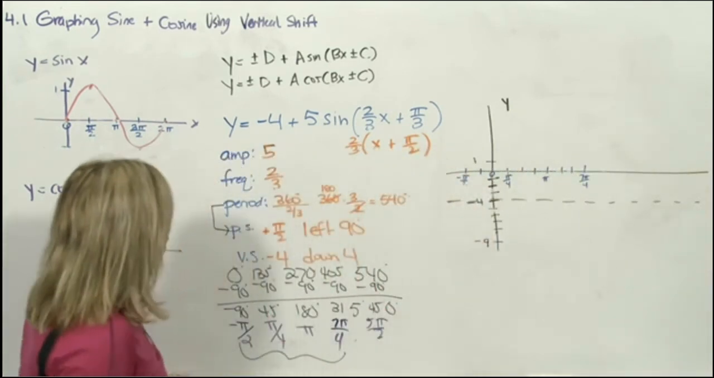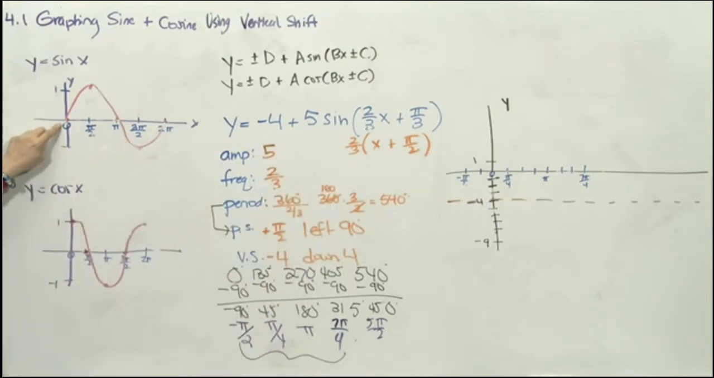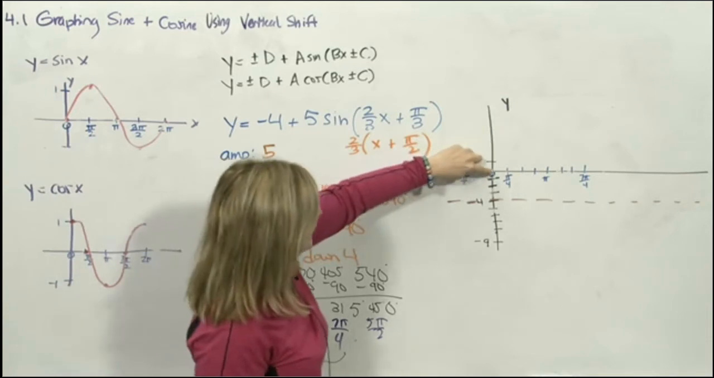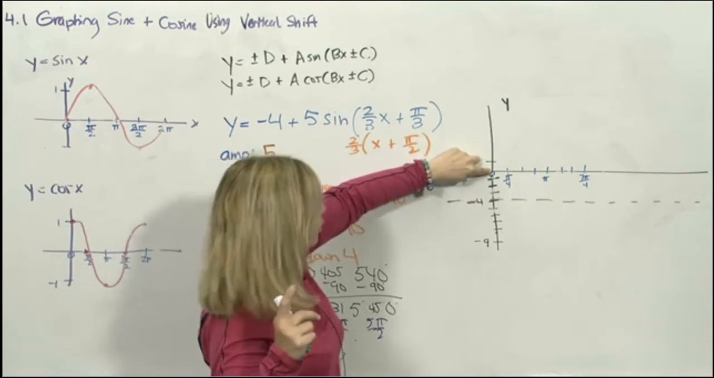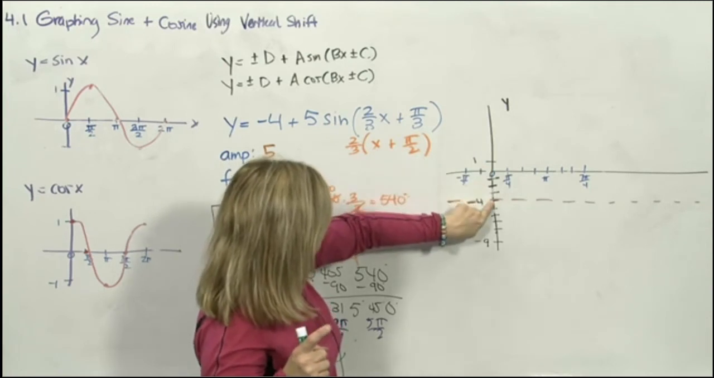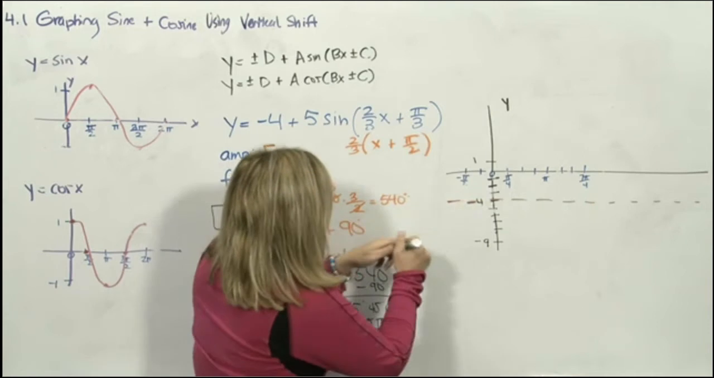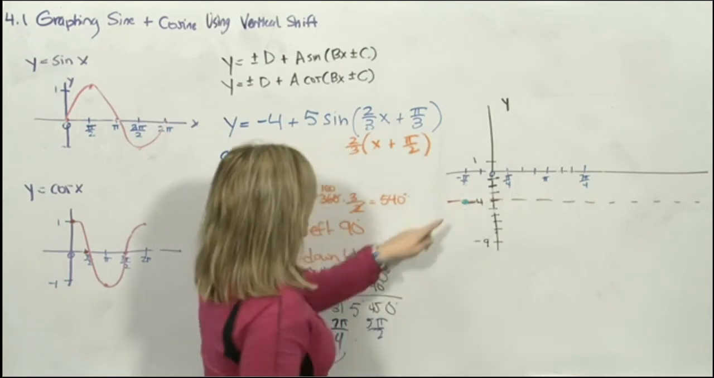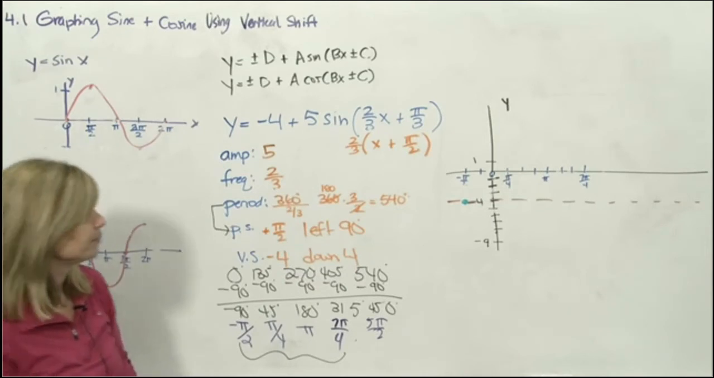What trig function are we graphing? We're graphing sine. Sine is supposed to begin at the origin. We should be beginning here, but we had two things happen. First of all, we had a vertical shift. Everything shifted down. And we had a phase shift. Everything shifted to the left 90. That's why the first point goes here. At negative 90 degrees, negative 4.